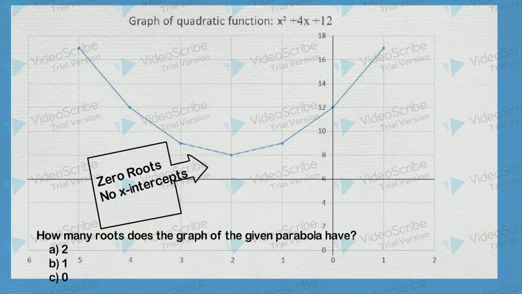No, it actually does not. So there are 0 roots for this quadratic function. There are no x-intercepts and therefore no real roots for this quadratic function. The answer is 0 roots.